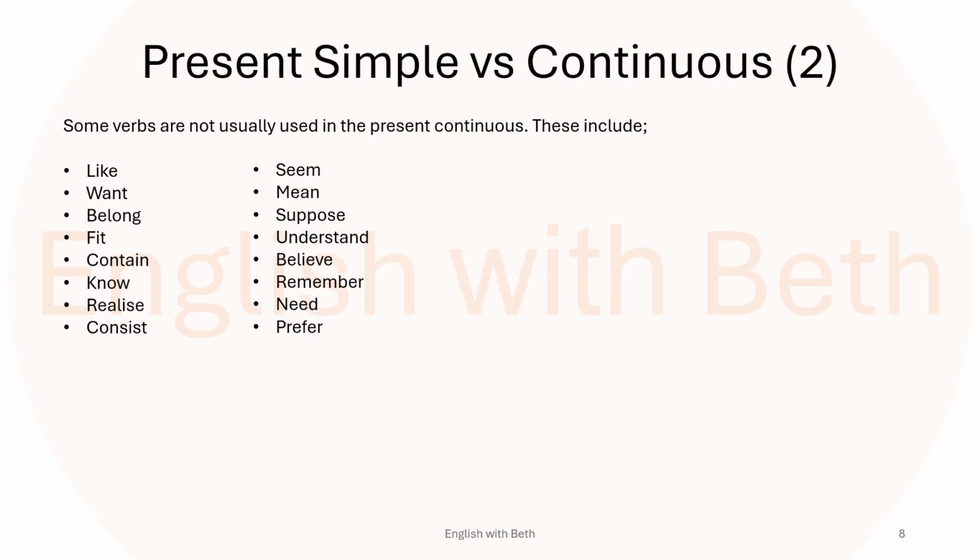So now we have talked about how to form present simple and continuous. Let's start comparing their use. Some verbs are not usually used in present continuous tense. These include like, want, belong, fit, contain, know, realize, consist, seem, mean, suppose, understand, believe, remember, need, and prefer.